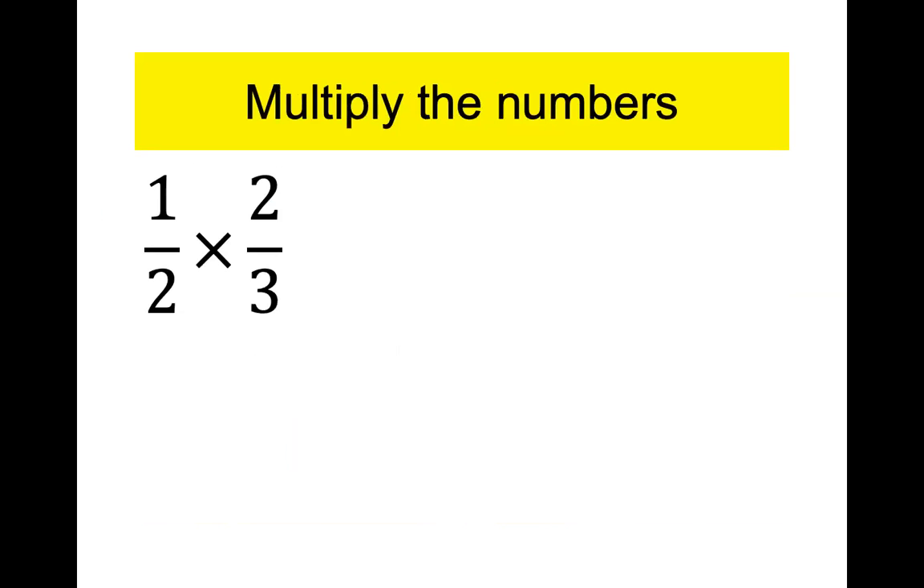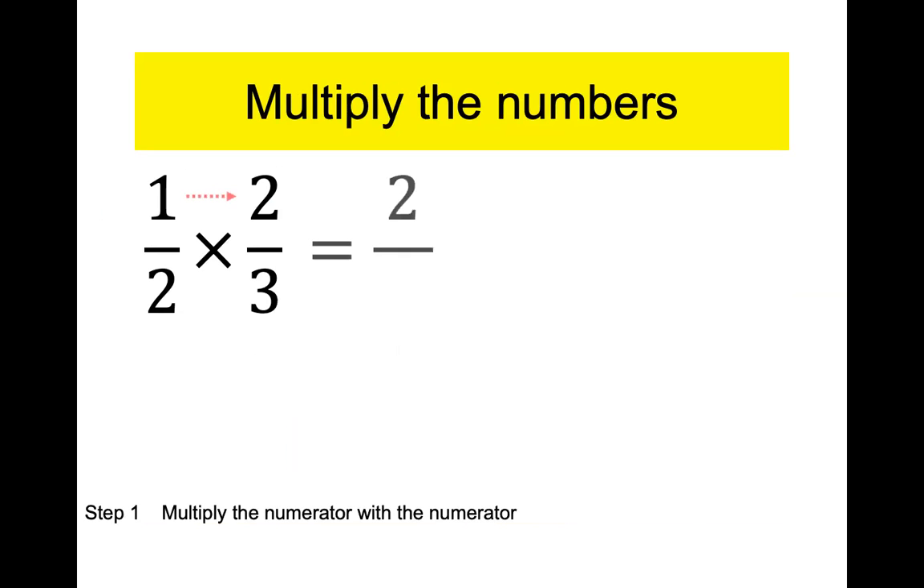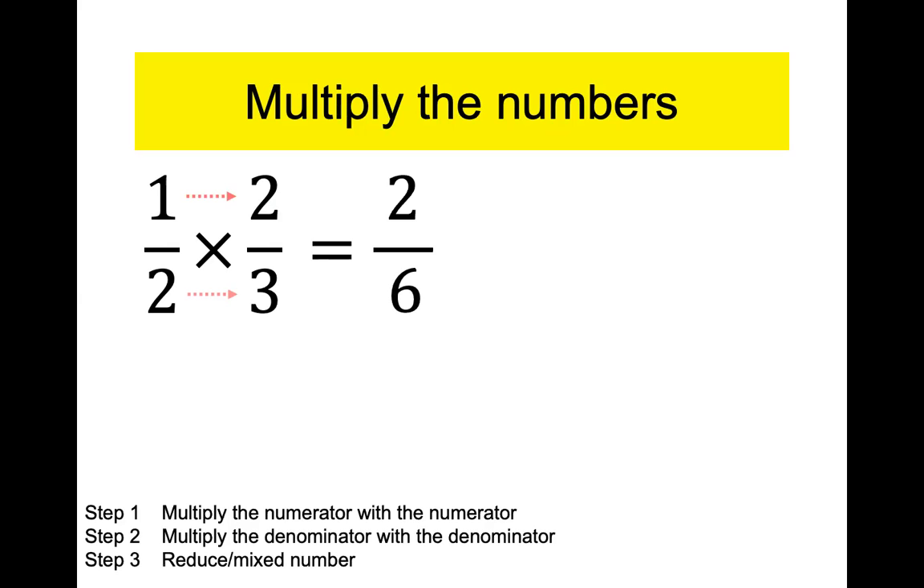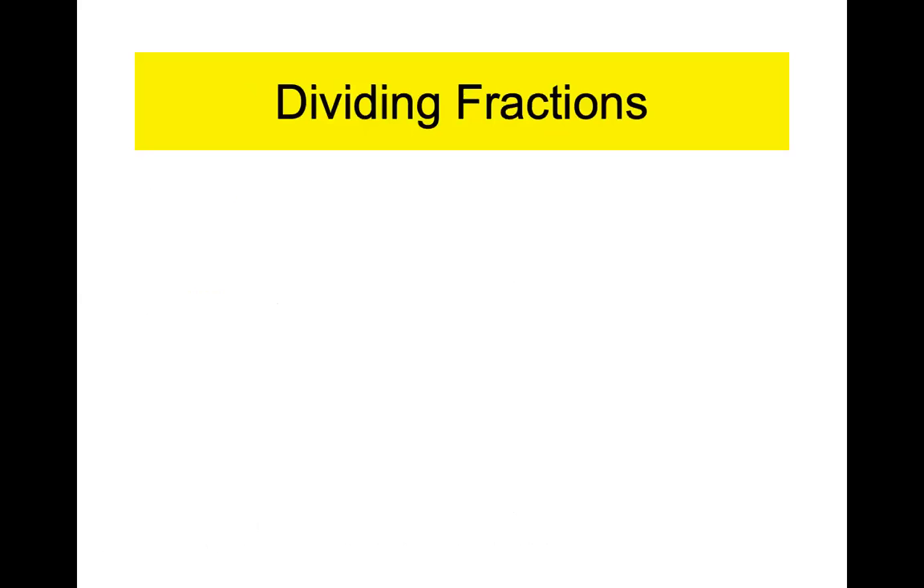An example: all I do is multiply the numerators, 1 times 2, and the denominators, which is 6, and then I reduce. 2 goes into 2 and 6, so I reduce that by 2. I could have cross-reduced at the start if I wanted to, and I get 1/3. There's multiplication. Nothing changes when we have mixed numbers. It's still done the same way.